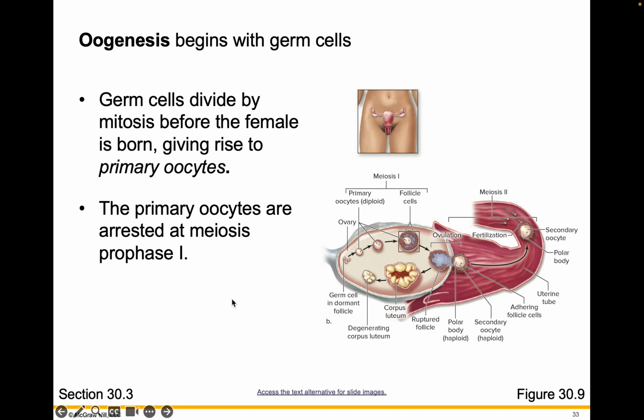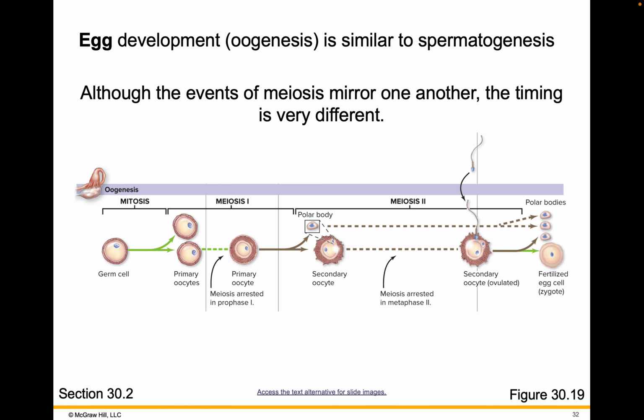Let's back up and talk about polar bodies again. All right, so mitosis happens before a baby female is born. So her germ cells divide to produce primary oocytes. They remain paused at this state of prophase 1 until the female hits puberty. Then, this primary oocyte undergoes meiosis 1, which results in 2 cells.